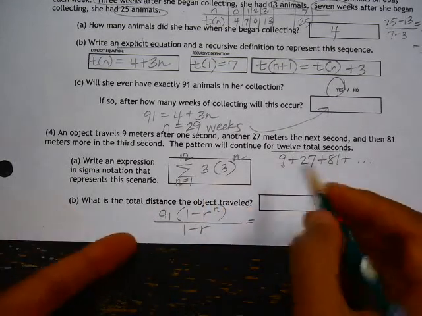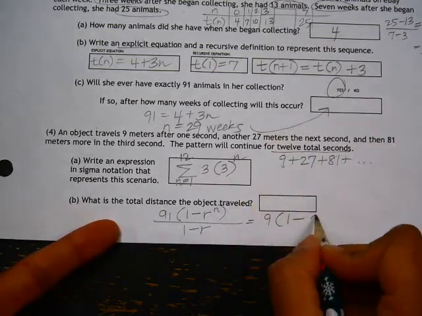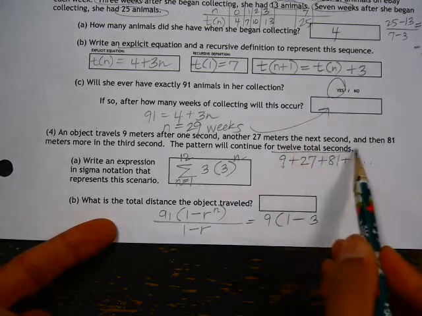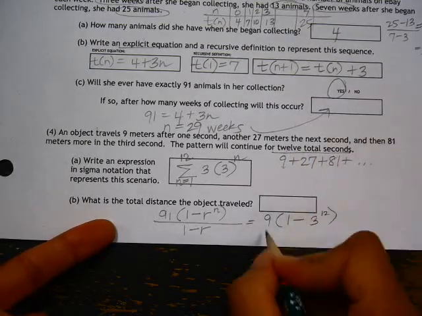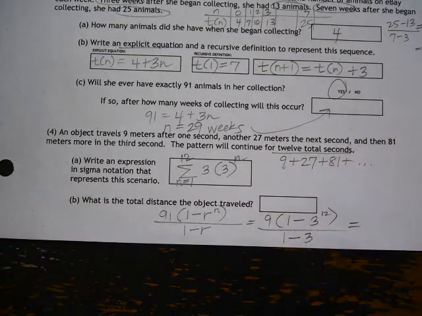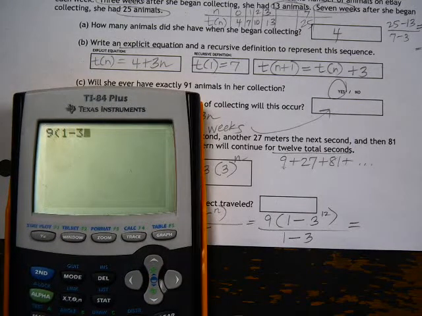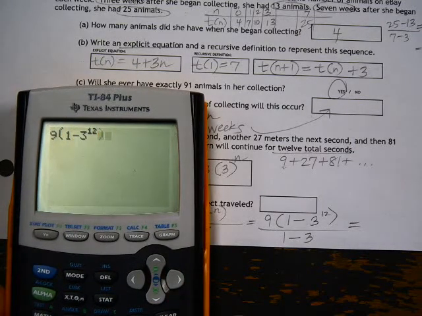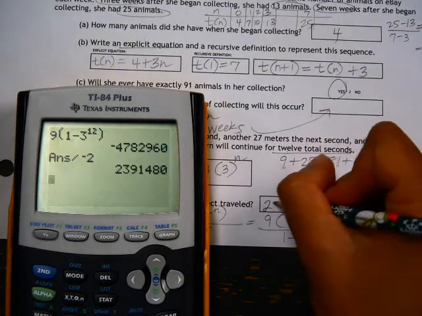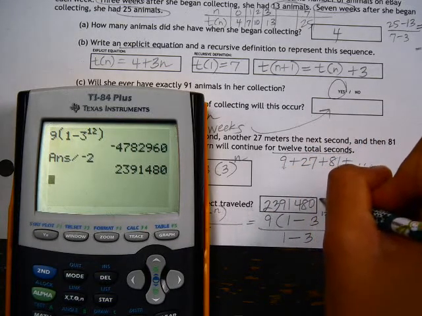So in this sequence, the first term is 9, the multiplier is 3, and we know that it's 12 total seconds, so the number of terms is 12, and then 1 minus the multiplier again. So in our calculator, we can type all that in. 9 times 1 minus 3 to the 12th power is equal to that, divided by 1 minus 3, which is negative 2. So we get 2,391,480 meters.